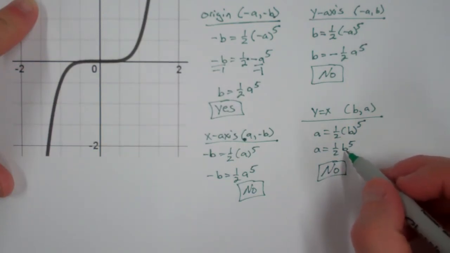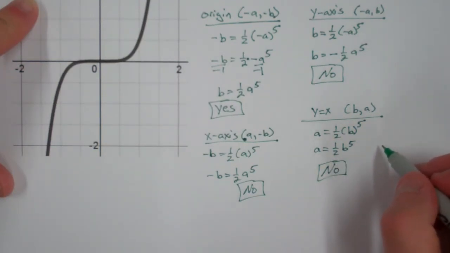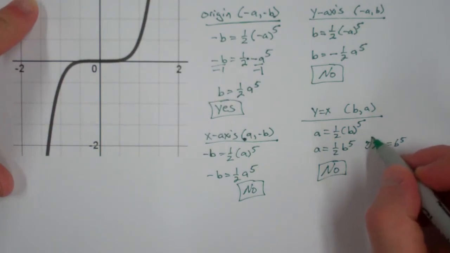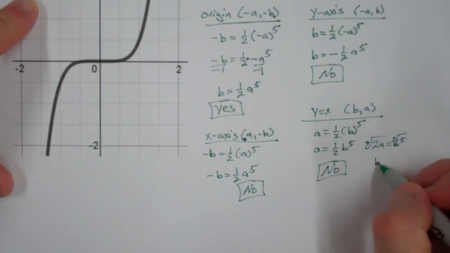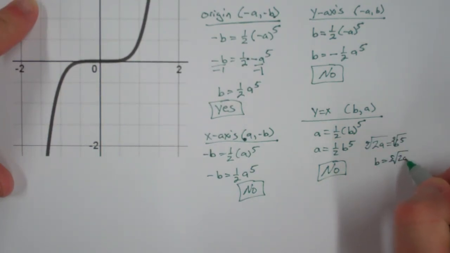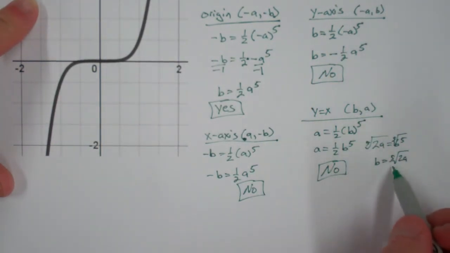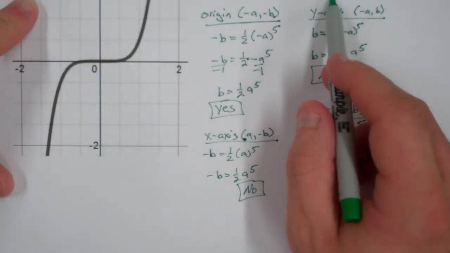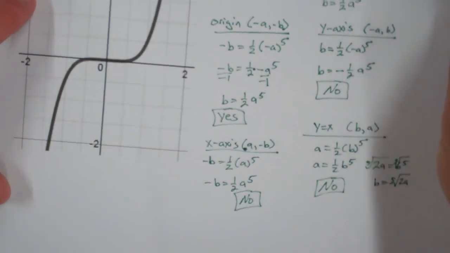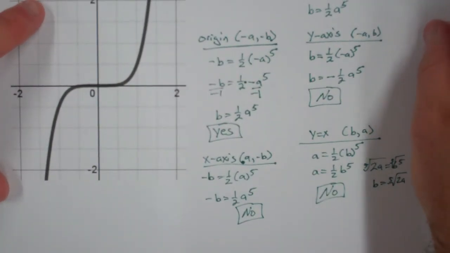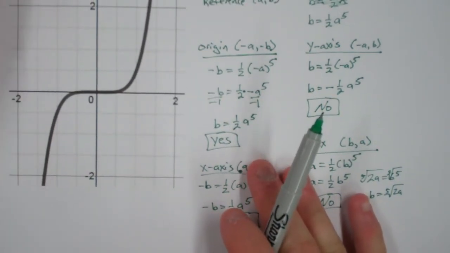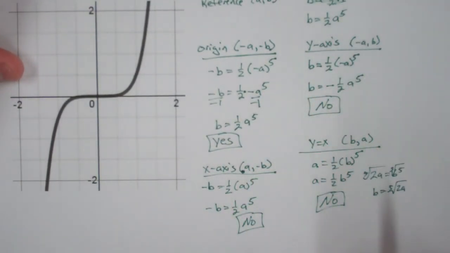You could try to solve for b here. You'd have to multiply by 2, so you'd have 2a, and that would be equal to b to the 5th. Then you could take the 5th root of each side, and you'd have b is equal to the 5th root of 2a, but that still doesn't look like this one. So you can mess around with this algebraically as much as you want, but you're not going to get it to look like the original reference equation right up here.